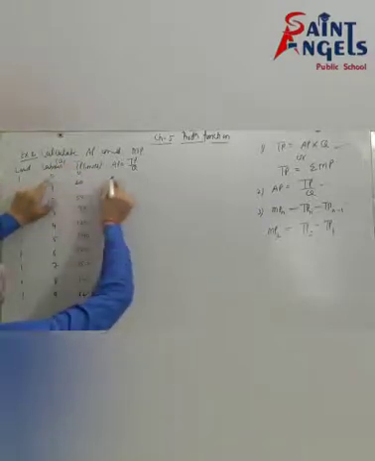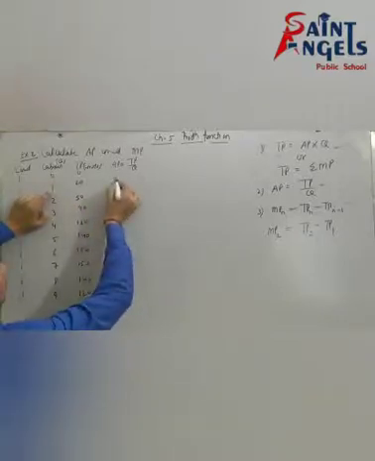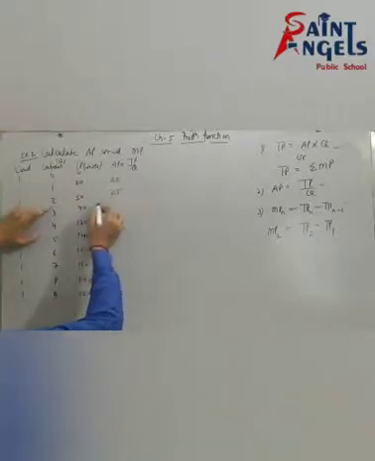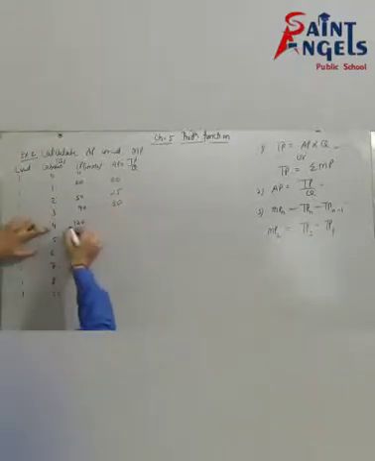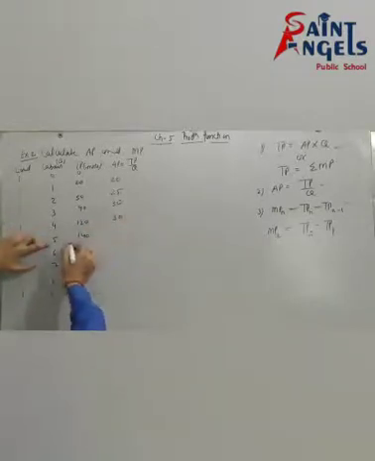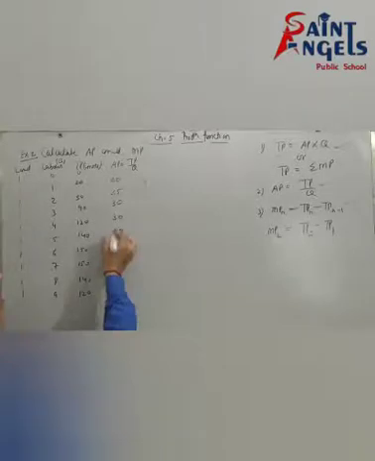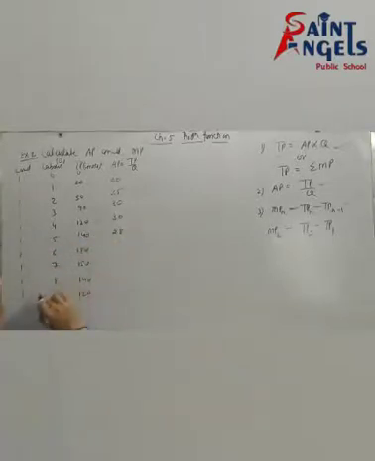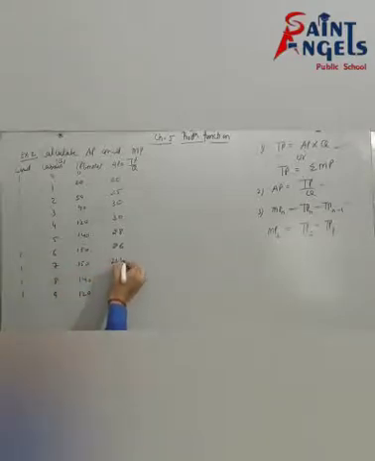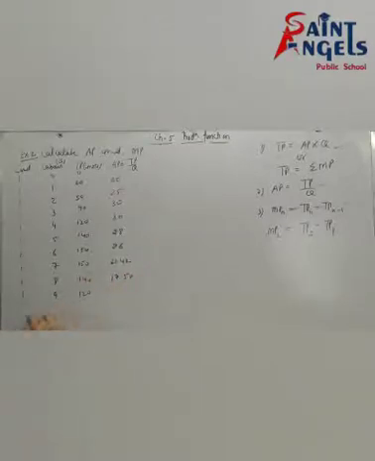Zero divided by 0 means dash, 20 divided by 1 is 20, 50 divided by 2 is 25, 90 divided by 3 is 30, 120 divided by 4 is 30, 140 divided by 5 is 28, 150 divided by 6 is 25, 150 divided by 7 is 21.42, 140 divided by 8 is 17.50, and 120 divided by 9 is 13.33. So this is the value of AP.